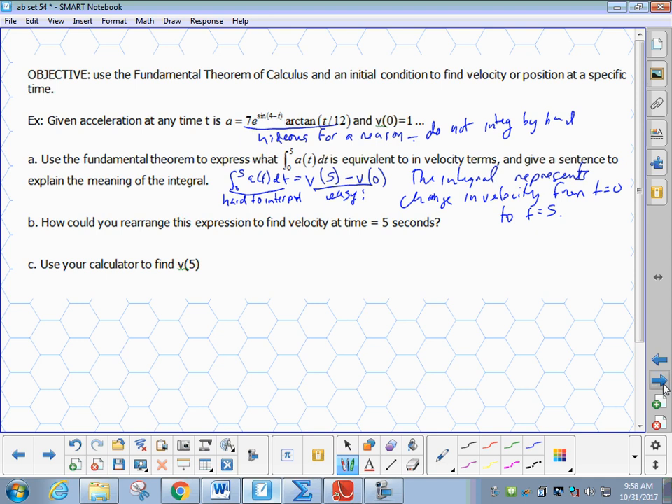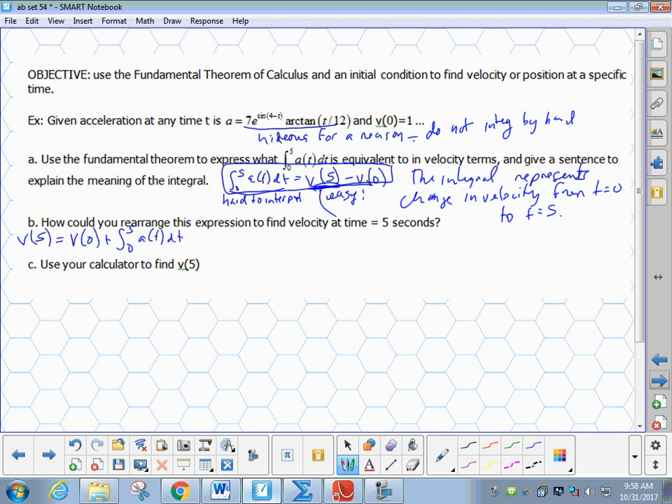Okay, so how can I rearrange this expression to find velocity at time 5? And I should have said equation, not expression, because it's two expressions set equal, so that's an equation. If I wanted v at 5, isn't that here? Yeah? Isolate. How would you find v at 5? Well, I would want to get this by itself, so I would move that over. It's an algebraic term, so move it over. V at 0 plus the integral from 0 to 5 of acceleration.